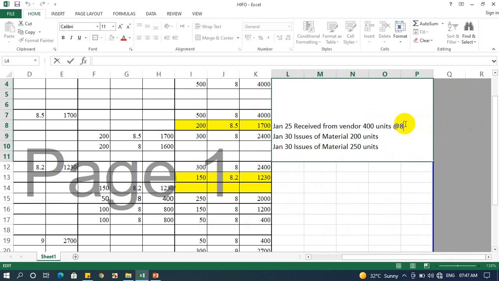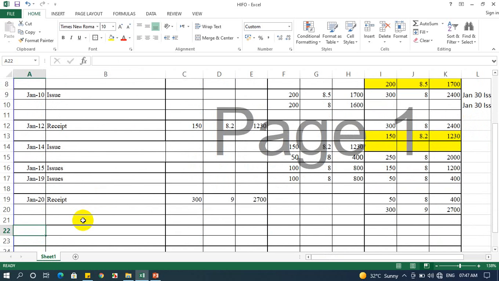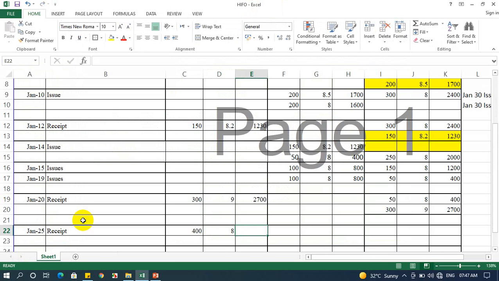And then again on January 25 receive 400 units at the rate of 8. January 25, so here writing 25 receive 400 units at the rate of 8, I think, right? So rate of 8, yes. So how much is it? 3200, right? So writing the balance: 50 units at the rate of 8, it will become 400, and 300 is another balance.